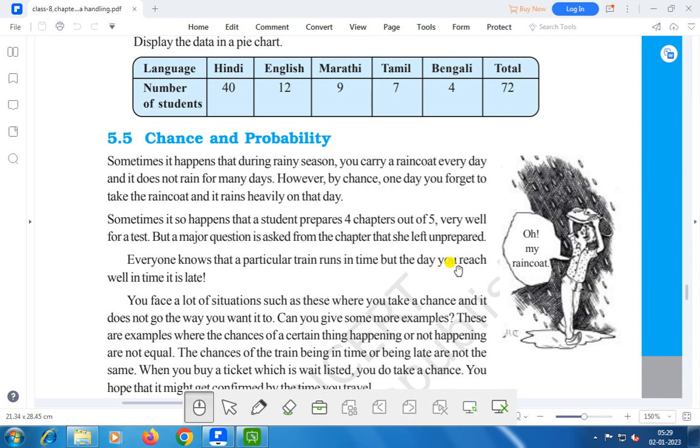Hello everyone. Today we'll discuss chance and probability. Sometimes it happens that during the rainy season you carry a raincoat every day. It does not rain for many days. However, by chance one day you forget to take the raincoat and it rains heavily on that day.